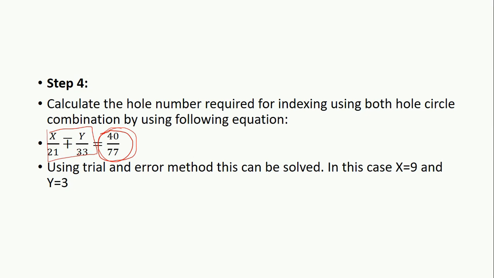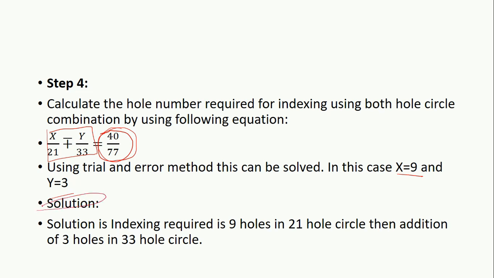21 and 33, how do we get them? Earlier in step 3 it is mentioned and declared. So by using the trial and error method, if we solve this equation, we can find out that x is equal to 9, y is equal to 3. Then what does the solution indicate? The solution is that indexing requires 9 holes in the 21 hole circle. Then we have to add 3 holes in the 33 hole circle. When we take the negative, we didn't get success, but with addition we get the result through the trial and error method.